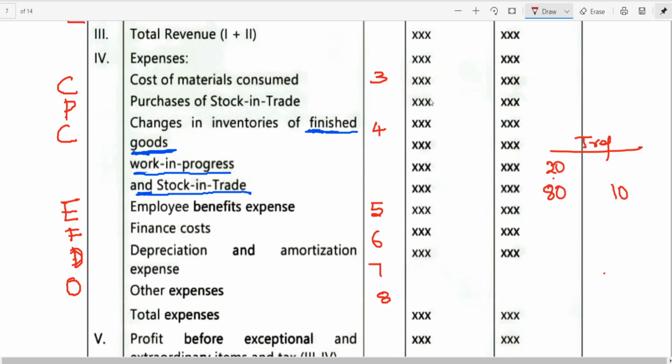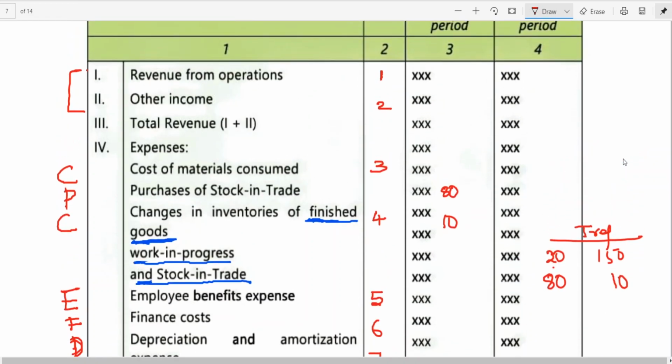Now here purchase of stock in trade, you will be writing how much? 80. Change in inventory means here opening minus closing. 10. Look at 80 plus 20, 100 minus 10. You are getting 90 only, that is the logic. The sales, whatever your sales suppose 150, that will be taken where? Revenue from operations 150.